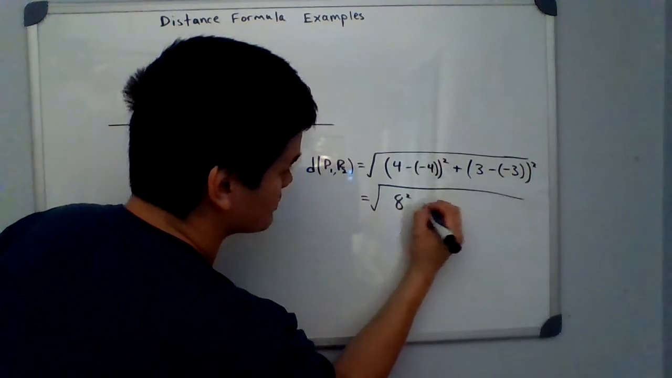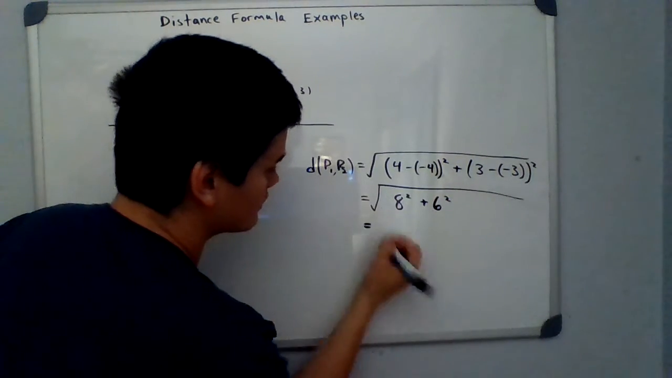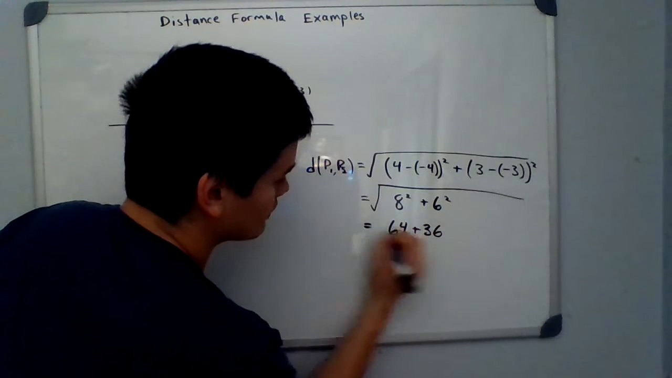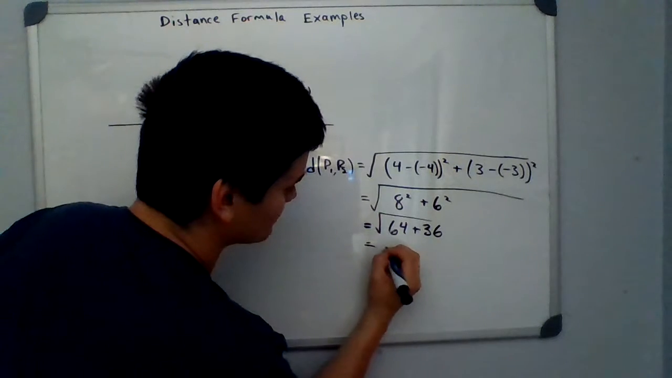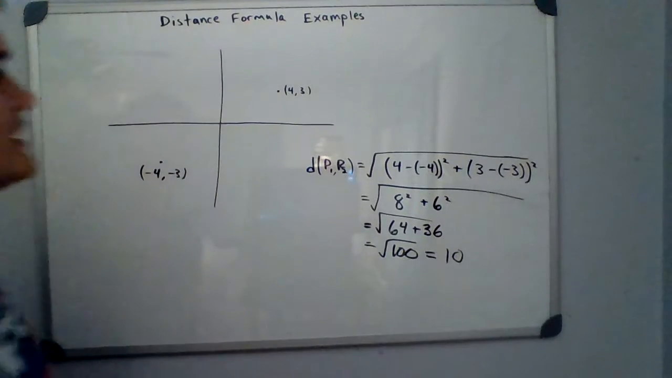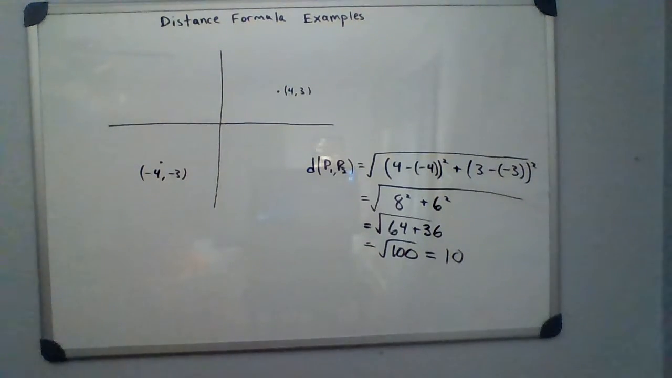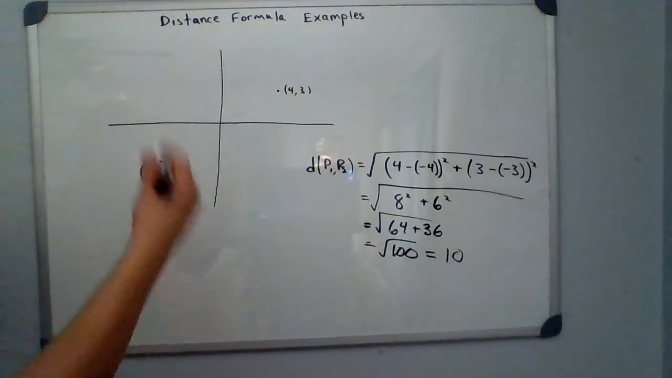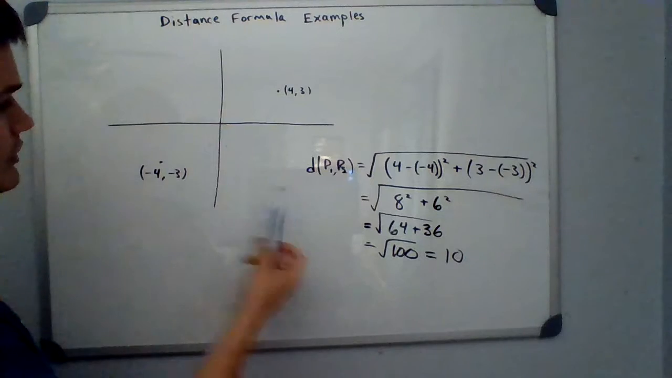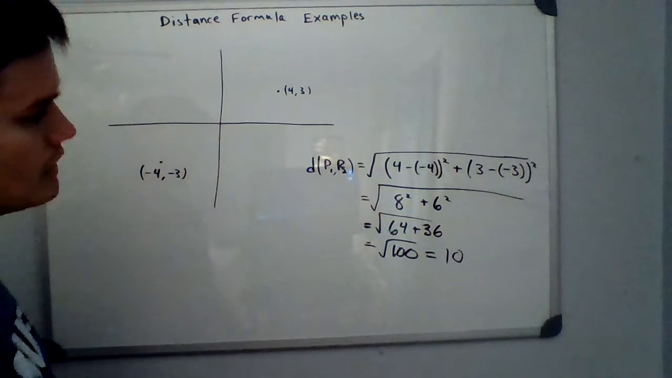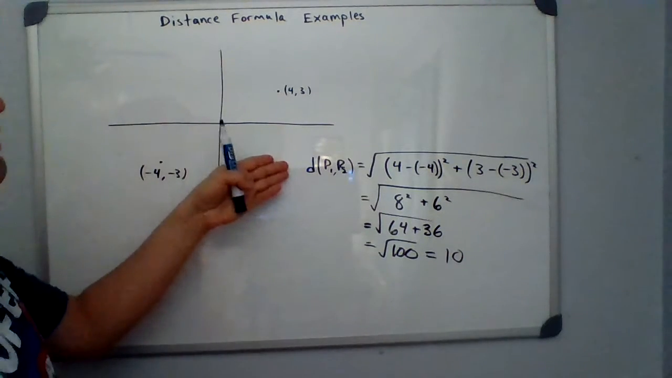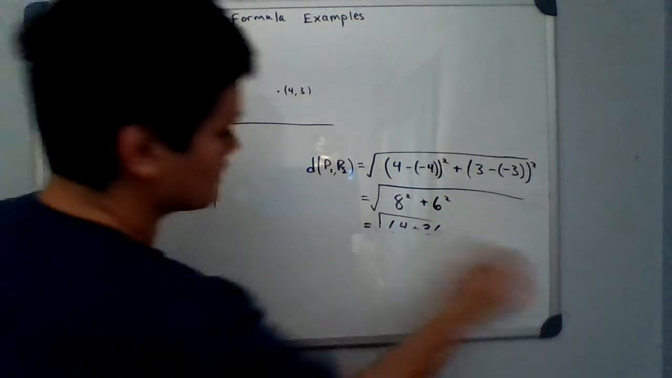So this ends up being 8 squared plus 6 squared, or 64 plus 36. I definitely didn't do that on purpose, but this is going to be the square root of 100, or 10. And that makes sense because a 3, 4, 5 right triangle is similar to a 6, 8, 10 right triangle. And this is applying the Pythagorean theorem. I think I said that in the last video.